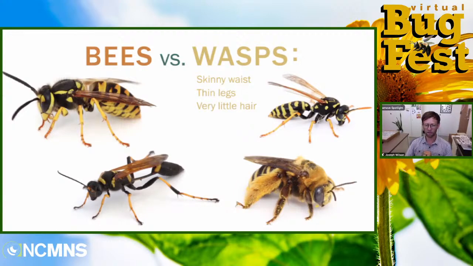Wasps have thin legs and they have very little hair. And not only thin legs, but these kind of really spiky legs. See, all three of these wasps have kind of spikes on their legs. So those are some characteristics people often will use to tell bees apart from wasps.